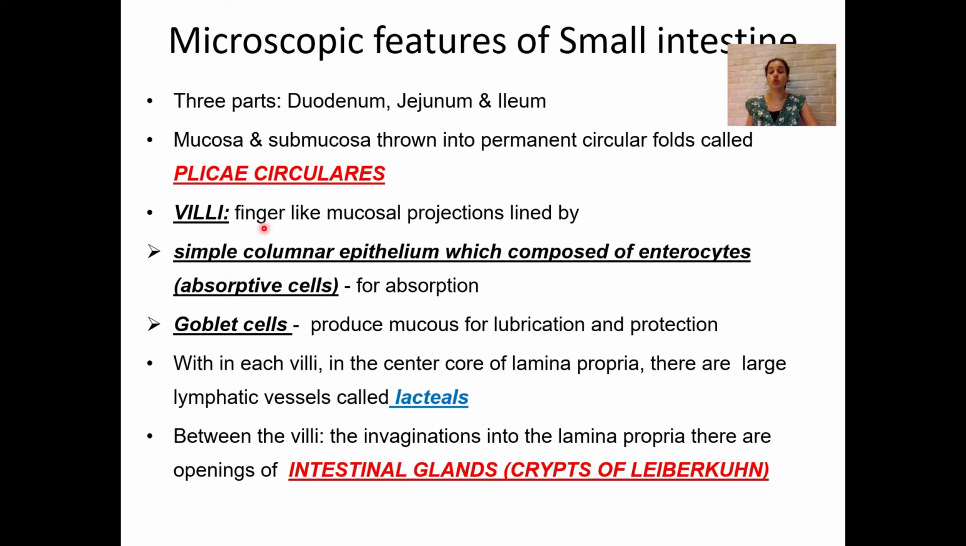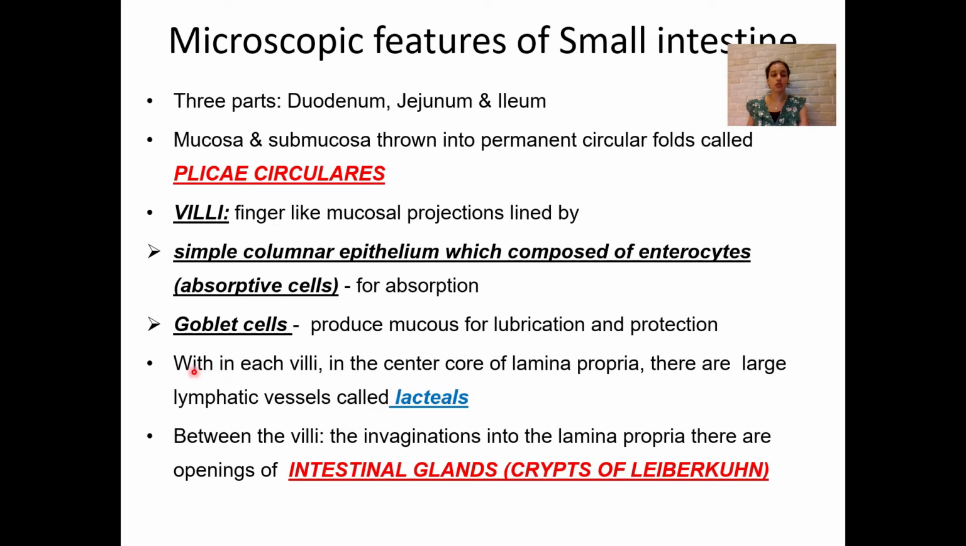The mucosa here also has villi, finger-like projections, which are nothing but a layer of epithelium and the lamina propria. When you touch the inner surface of the small intestine, it is velvety in nature due to the presence of these villi. These are finger-like mucosal projections mainly lined by simple columnar epithelium having enterocytes, the absorptive cells, and also goblet cells, which produce mucus for lubrication and protection. Along with that they have the lamina propria.